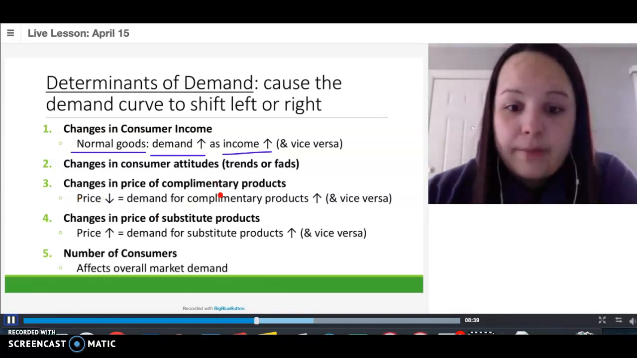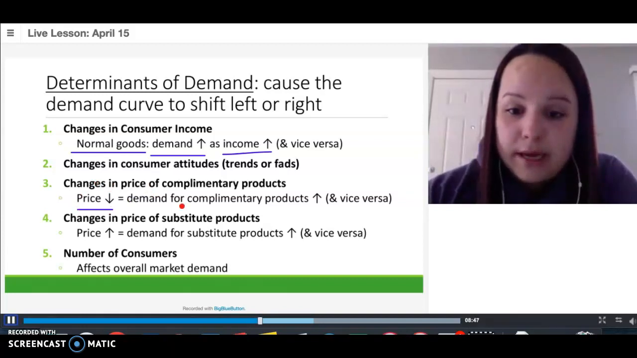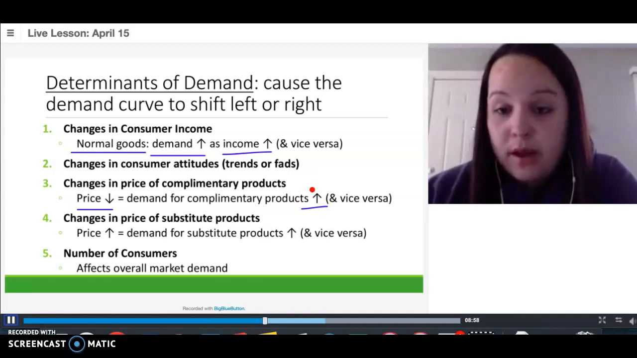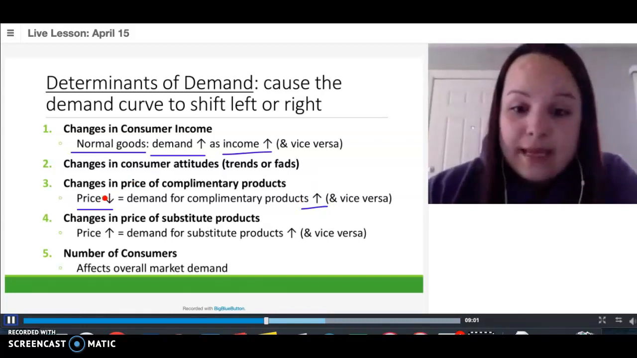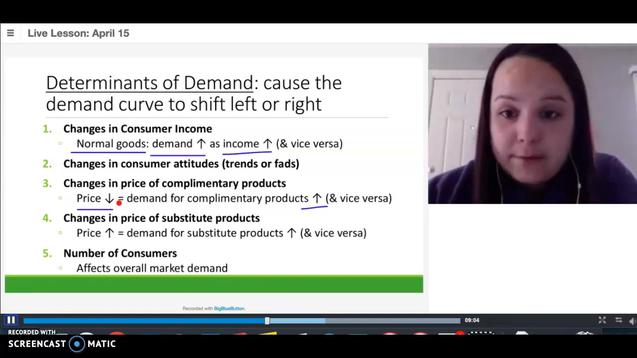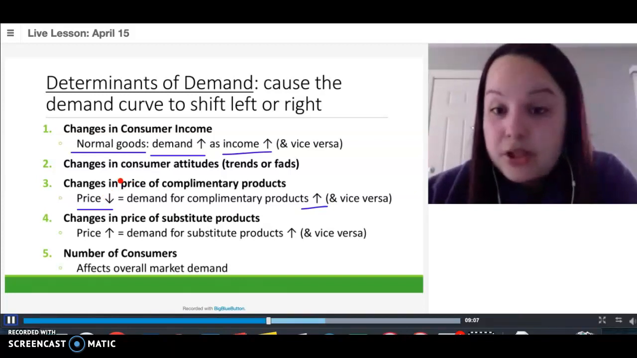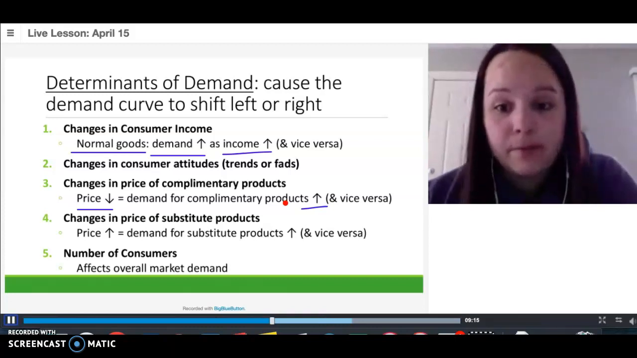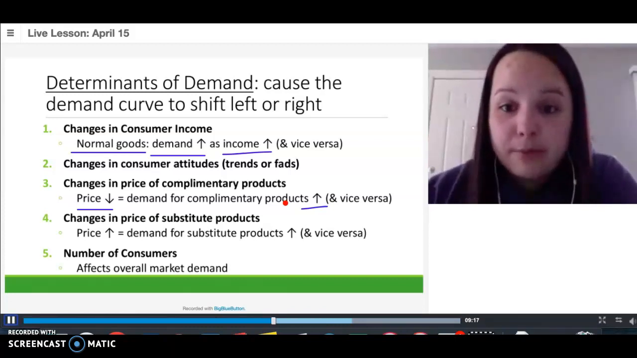And then again, going back to complementary products. This is the third determinant that can shift a demand curve. So once again, if the price of one product goes down, the demand for the complementary products, the other products that go with it, will increase. If you're saving money on one product, you're going to demand others because you can afford it. And then the opposite is also true. Let's say instead of Chipotle decreasing their price of burrito bowls, they increase it. So if they start to charge $2 more for a burrito bowl, then the demand for that complementary product of chips is going to go down because they're spending more on the bowl now. So that's looking at the impact of complementary products.